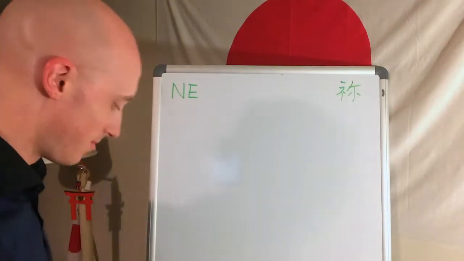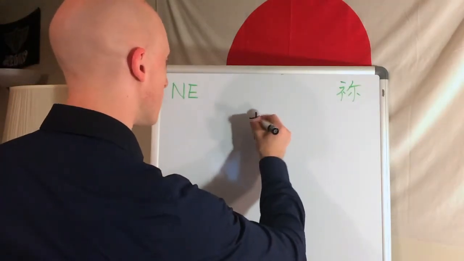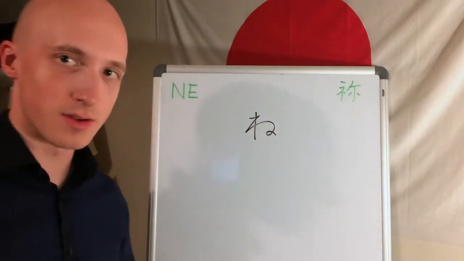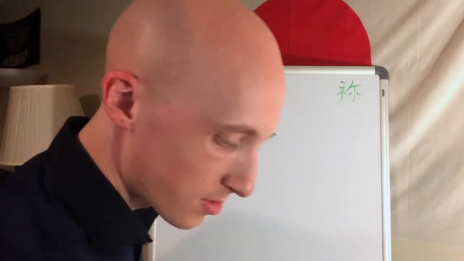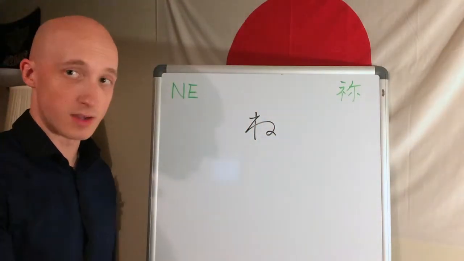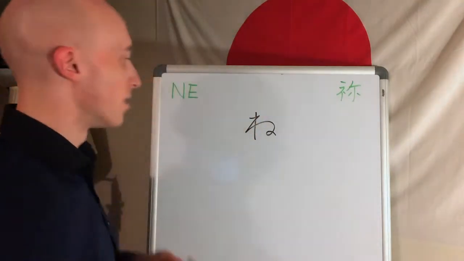Hiragana ne is written like this. And you'll notice immediately that it looks a lot like wa. So we're going to start with that idea of wa. What does wa remind us of? Wasps. Okay, so with the one addition here of a boomerang.